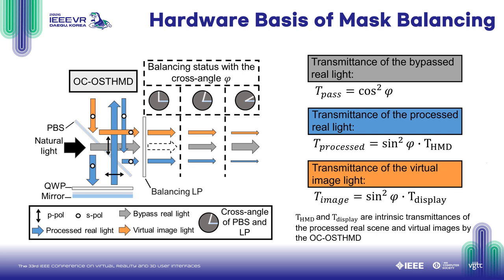As both of them provide real scene vision, the balancing LP can be rotated to modulate the blending ratio, thereby increasing the real scene brightness to 50% at most. Of course, the transmittance of virtual image light is modulated simultaneously. The equation on the right describes the variation in transmittance as the cross-angle phi changes, according to Malus's law, where T-HMD and T-display are the intrinsic transmittances of the processed real scene and the virtual images produced by the device.